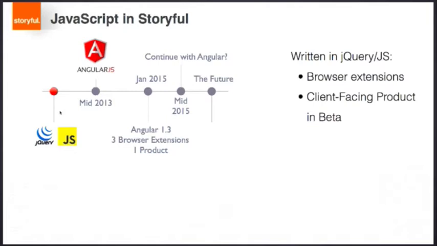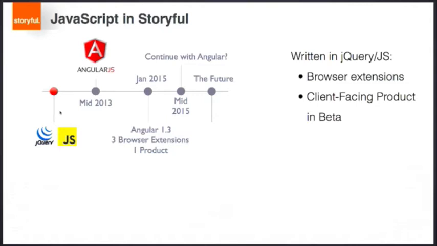So Storyful actually has a development team of roughly 10 people now, but it started out 5 years ago with actually 2 people, or 1 more or less, our CTO. And it started out with mainly browser extensions for the journalists who are working with us. And then more and more products came on. So for example, at the moment we have 1 client-facing product in beta, which is written with jQuery and JS. And all the other applications are written in Angular actually.